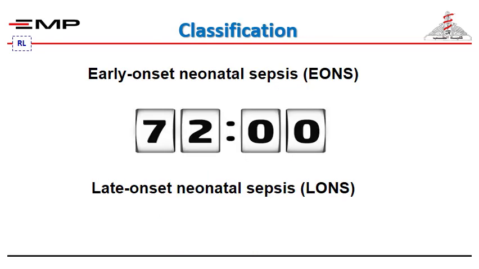Neonatal sepsis is classified according to the time of onset into early onset neonatal sepsis, which occurs in the first 72 hours of life, and late onset neonatal sepsis, which occurs after 72 hours of life. This will be explained in the face-to-face session.